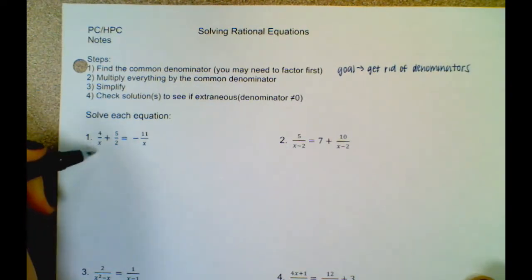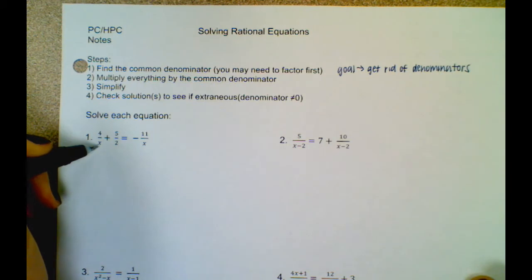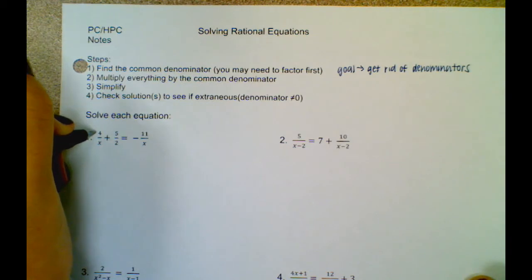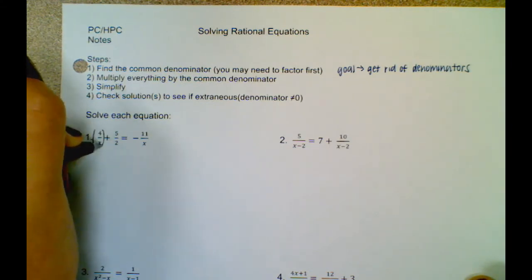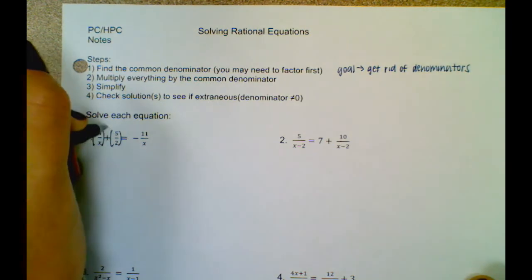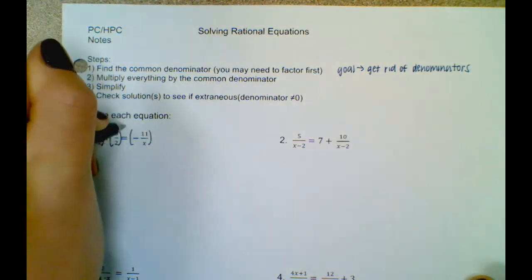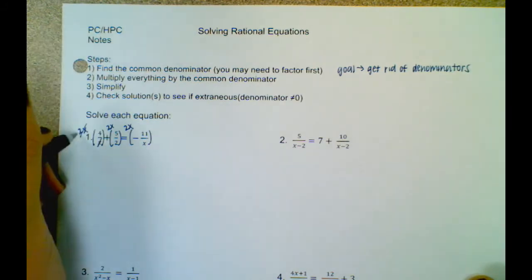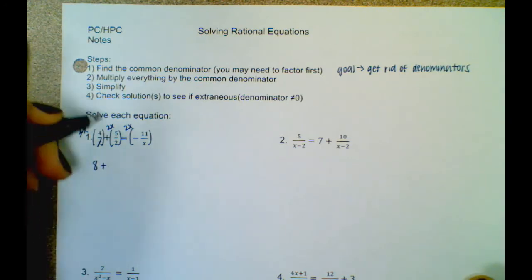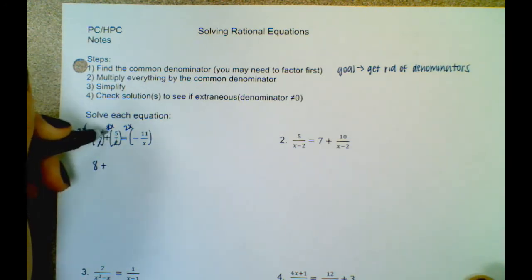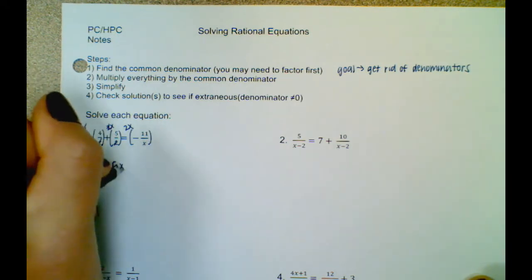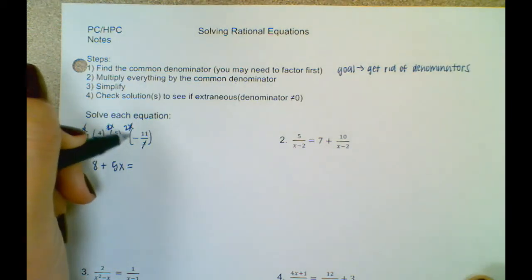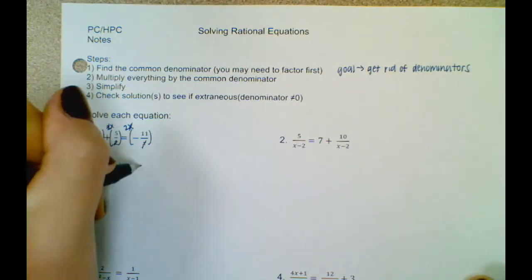So for an example, on number 1, our common denominator would be 2x, because I'm missing a 2 here, an x here, and a 2 there. So I'm going to multiply each term by that common denominator. Okay, when I multiply this 2x by this term, the x's go away. So 2 times 4 is 8, plus, here the 2's go away. 2 divided by 2 is 1. I'm left with 5x equals, these x's go away. I have a negative, so this is 2 times 11 is 22, so this is negative 22.